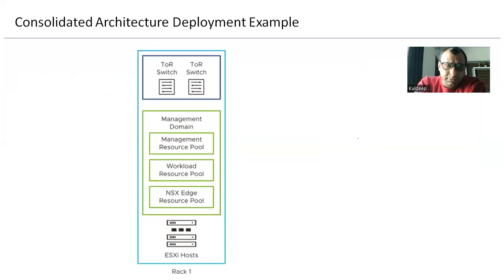Okay, so when we talk about the consolidated architecture deployment, you could see here a single management domain hosted in a single rack, and separate resource pools will get created: one for my management VMs, one for the workload, and the NSX Edge resource pool where the NSX Edge appliance will be deployed. The management VMs will be deployed in the management resource pool, and the customer workload VMs will be deployed under the workload resource pool.